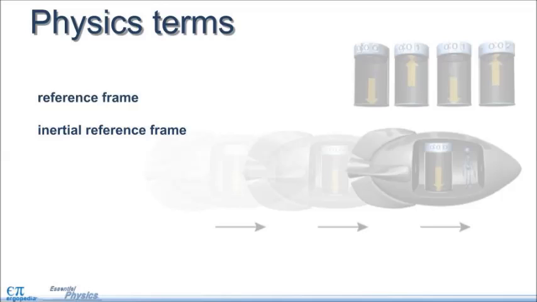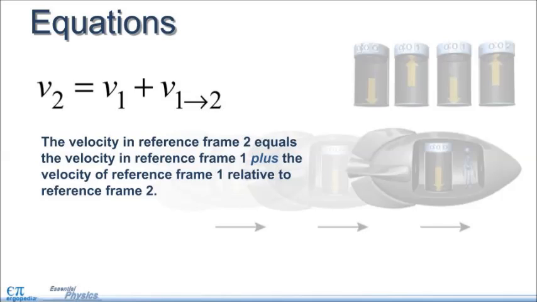Physics terms: reference frame, inertial reference frame. Equations: the velocity in reference frame 2 equals the velocity in reference frame 1 plus the velocity of reference frame 1 relative to reference frame 2.